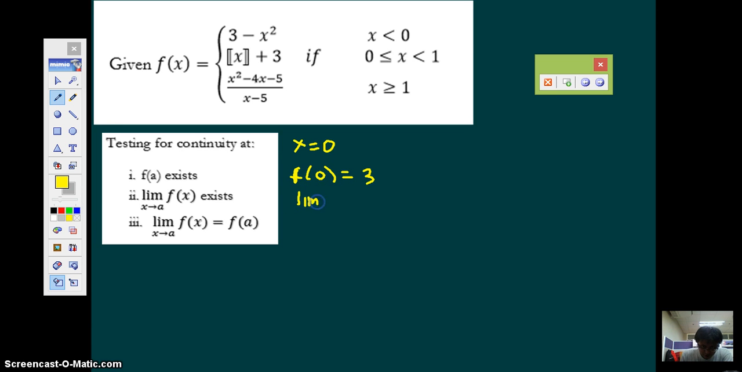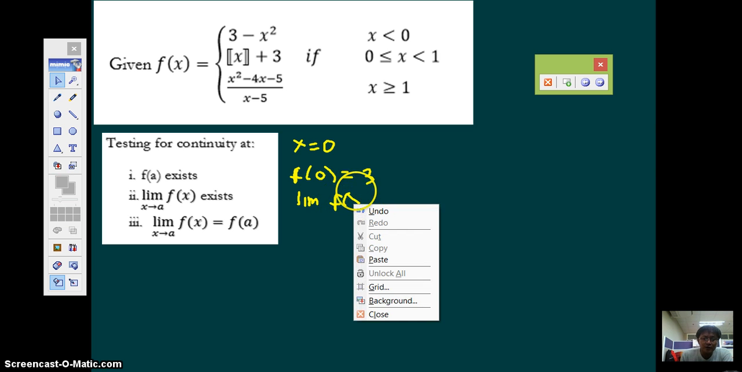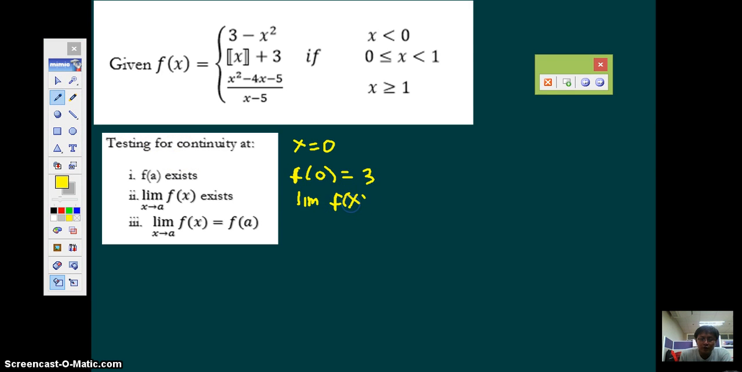Now, what is the limit of the function f of x as x approaches 0? Remember that 0 is critical to the condition, so we have to check the left hand limit and the right hand limit. Checking the left hand limit, we use the first condition, so 3 minus 0 would be 3. The right hand limit, of course, the second condition, is also 3. Therefore, the limit of f of x as x approaches 0 is 3. The first condition gives 3, and the limit is also 3. Therefore, the third condition is satisfied, meaning the limit of f of x as x approaches a is equal to f of a because they are both 3. Therefore, we can conclude that the function is continuous at x equal to 0.